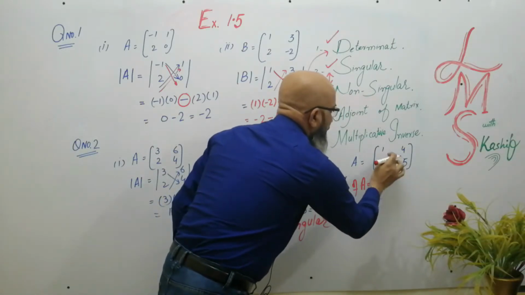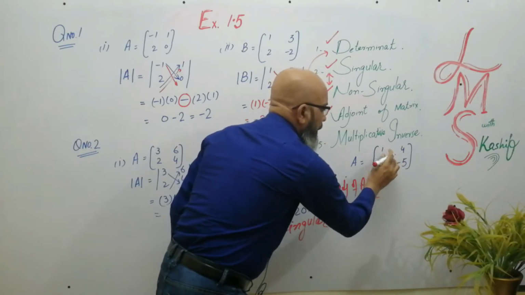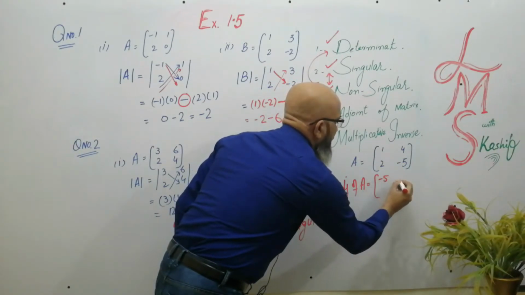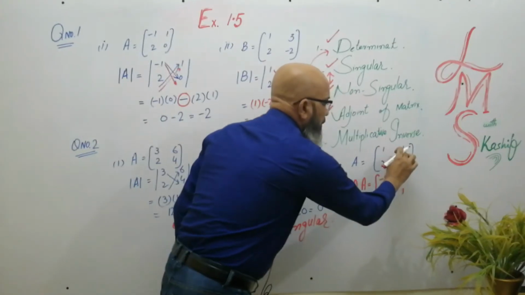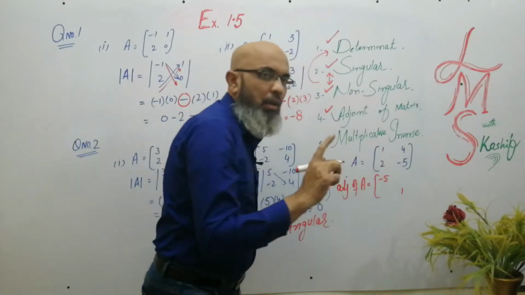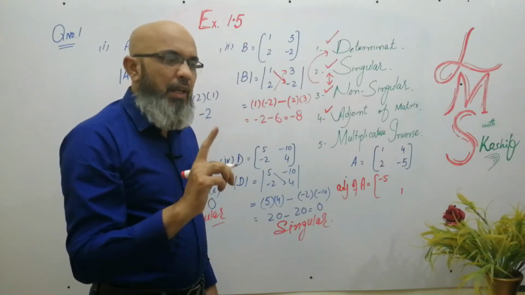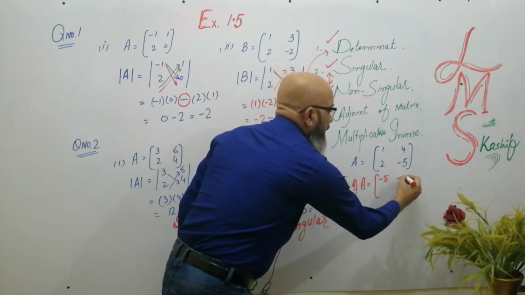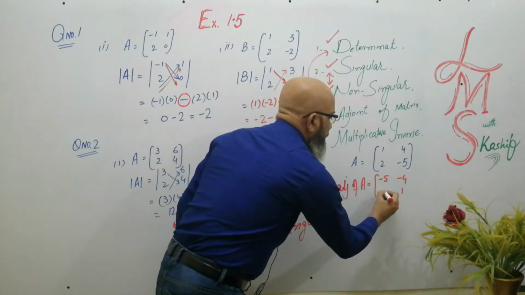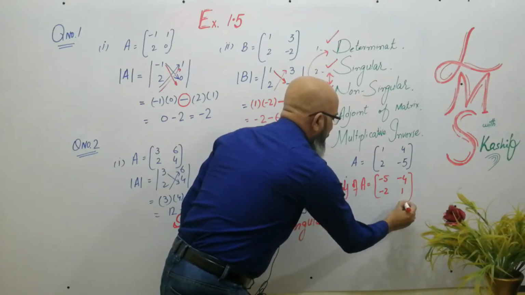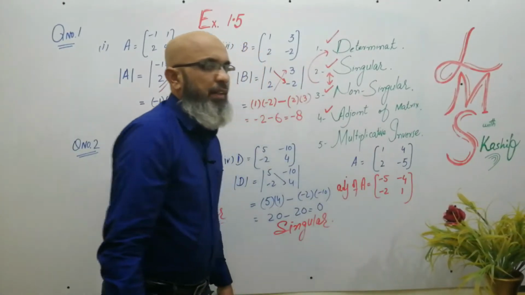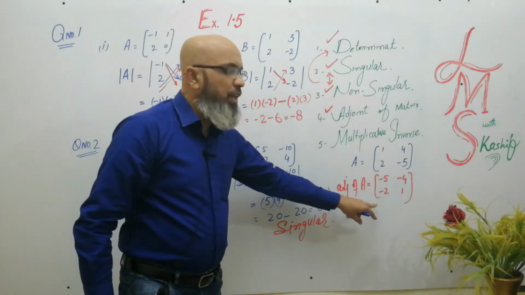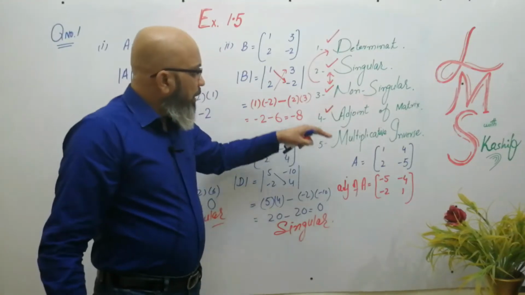you can write: we will change the place of these two diagonal entries, -5 and 1, and we will change the signs, not the place, only change the sign in this diagonal. This is positive, so it will become negative. This is positive, so it will become negative. That is called the adjoint of a matrix. In this way we can find the adjoint of a matrix.